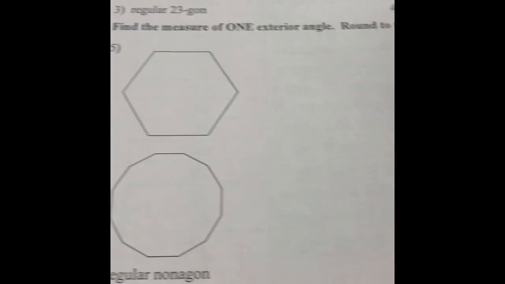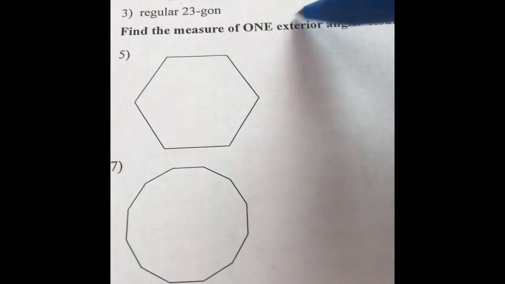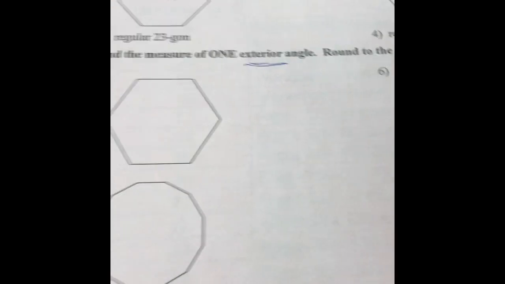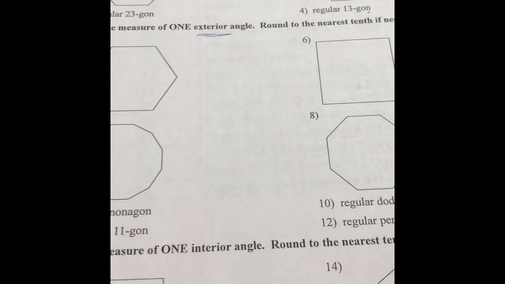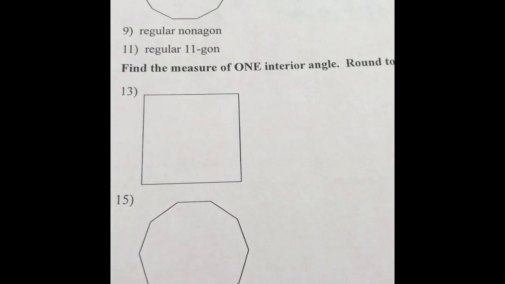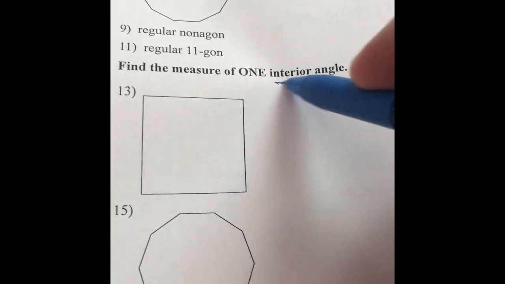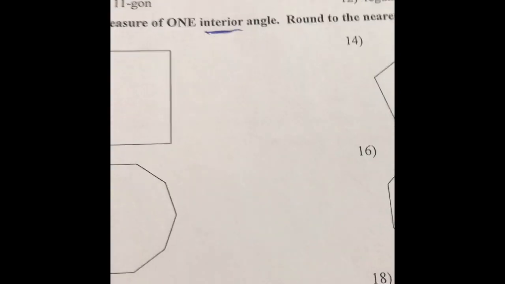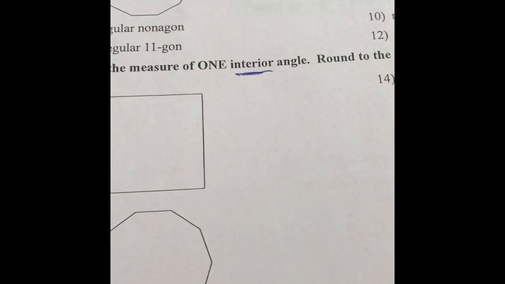On numbers 5 through 12, you're going to find the measure of one exterior angle. Remember, those are the outsides. So go ahead and do that for those 8 questions. And then the last 8 questions, you're going to find the measure of one interior angle. Those are the inside angles. All of these shapes are regular, so you'll be able to find one interior angle.